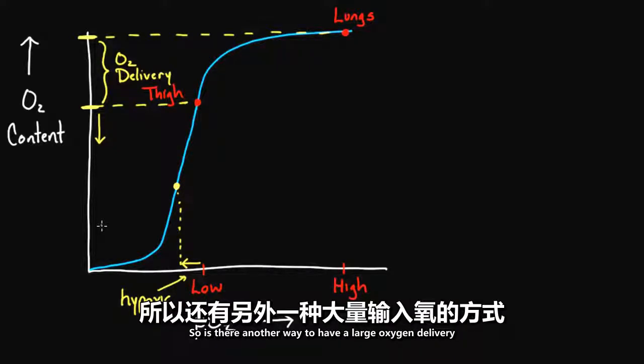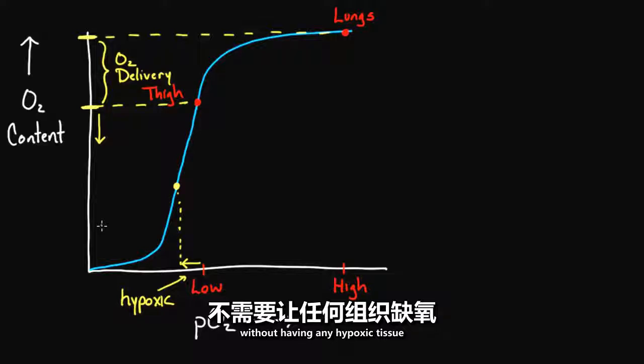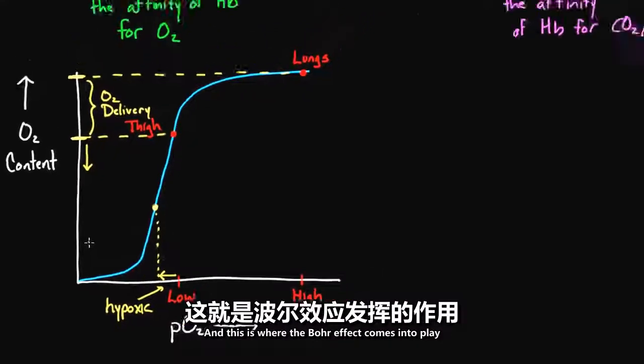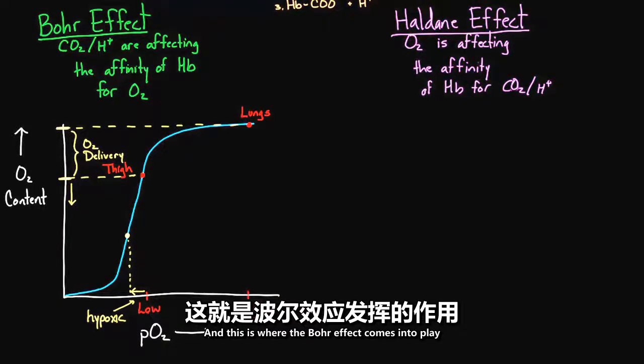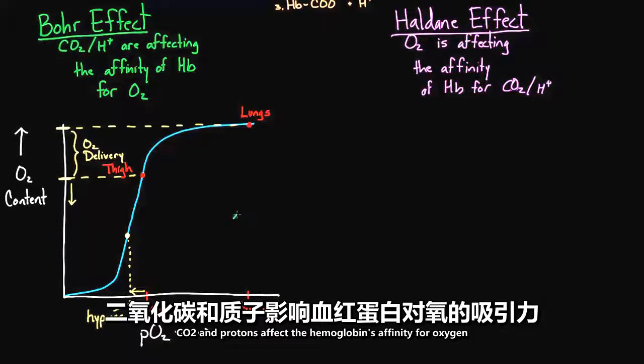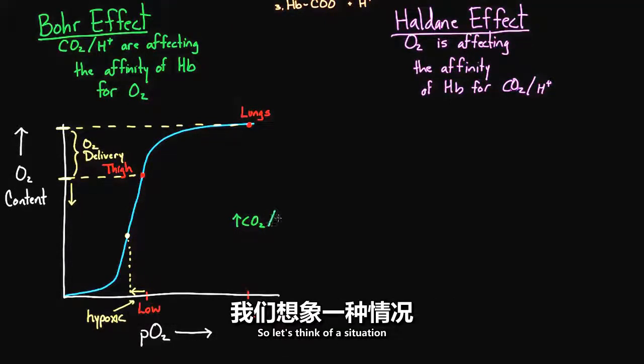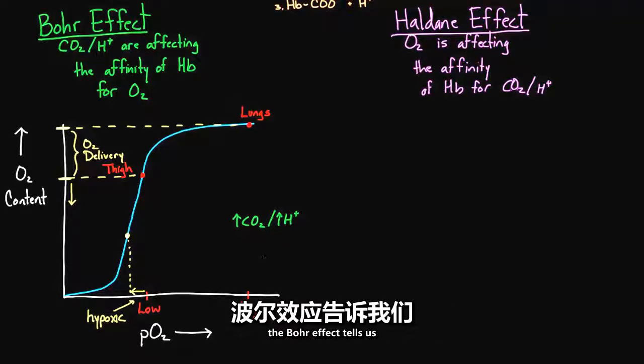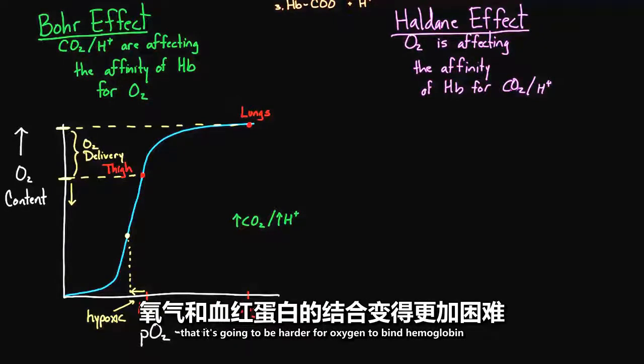So is there another way to have a large oxygen delivery without having any hypoxic tissue, or tissue that has a low amount of oxygen in it? And this is where the Bohr effect comes into play. So remember, the Bohr effect said that CO2 and protons affect the hemoglobin's affinity for oxygen. So let's think of a situation. I'll do it in green. And in this situation, where you have a lot of carbon dioxide and protons, the Bohr effect tells us that it's going to be harder for oxygen to bind hemoglobin.